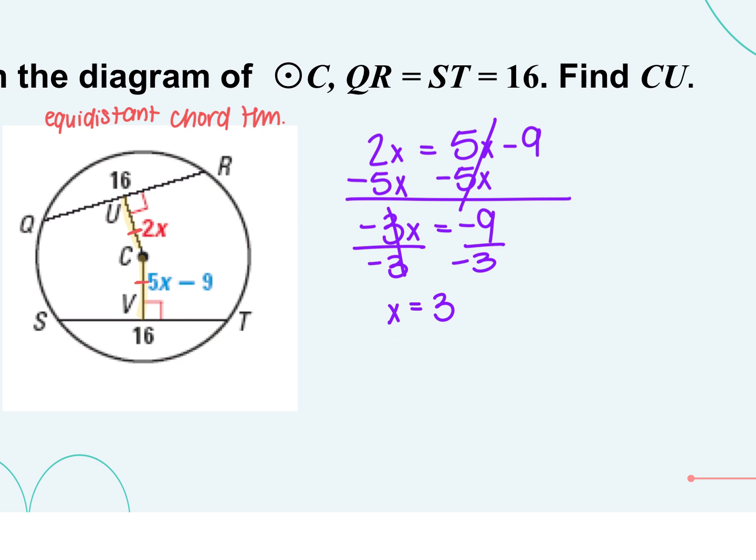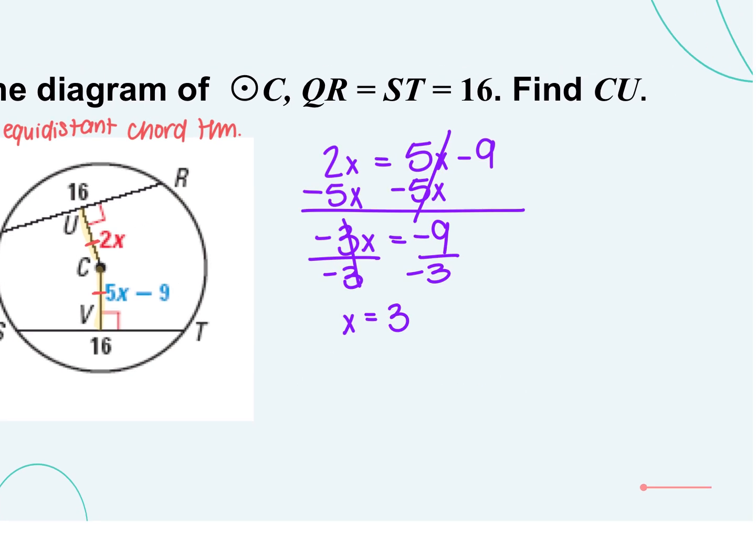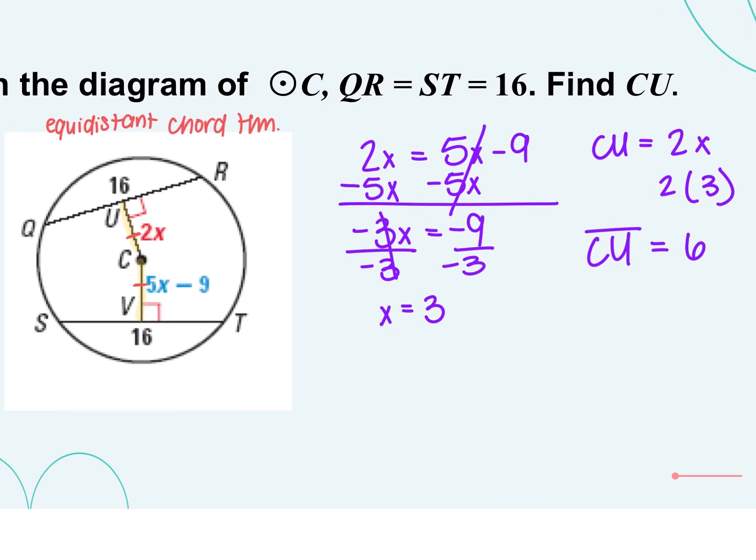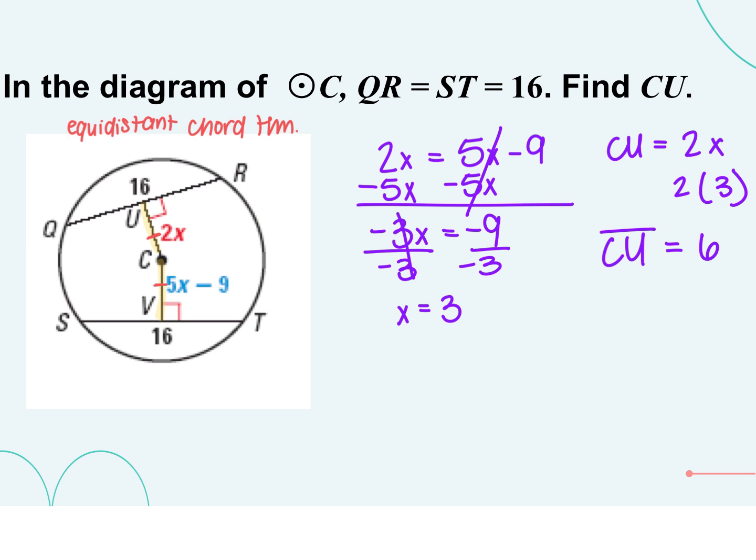one more thing on here. So we're solving for CU equals 2x. So I have 2 times 3, and then CU equals 6. Okay, I'm going to add one more thing because you're going to see this in the homework. Okay, so add this on here.